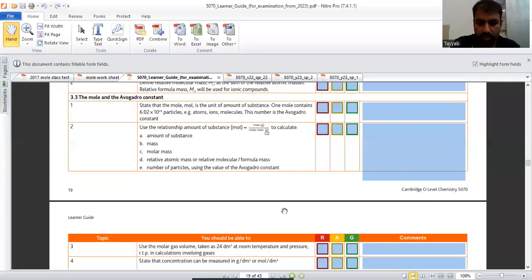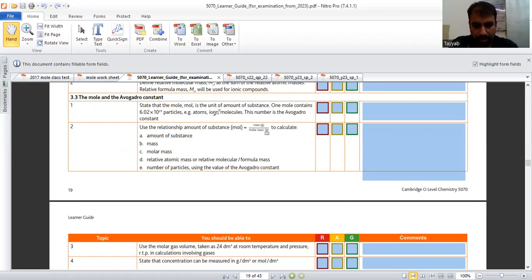Okay, dear students, in this video, we are going to start revising moles and molar calculations. For this, I would like to open the revision checklist. The first point in the revision checklist is to state that the mole is the unit of amount of a substance. One mole contains 6.02 × 10^23 particles.